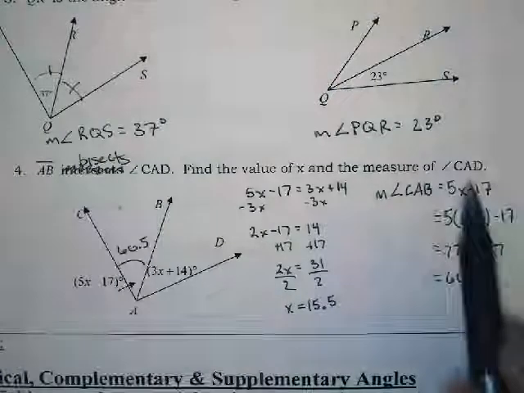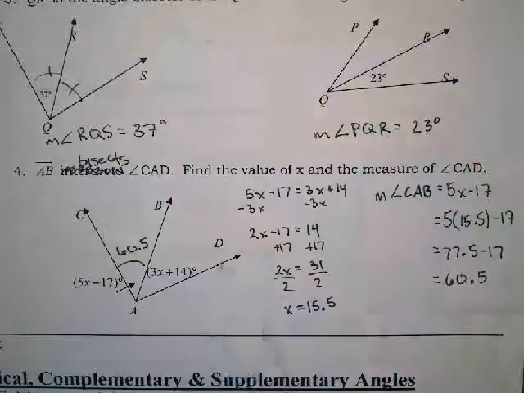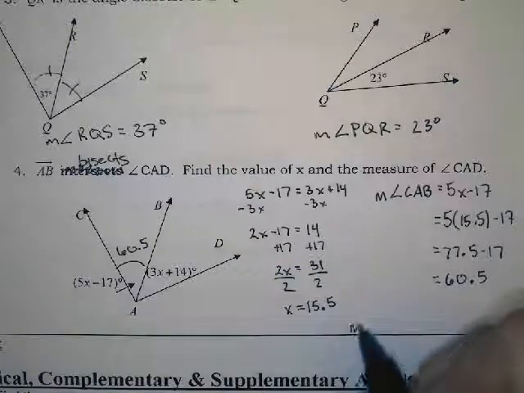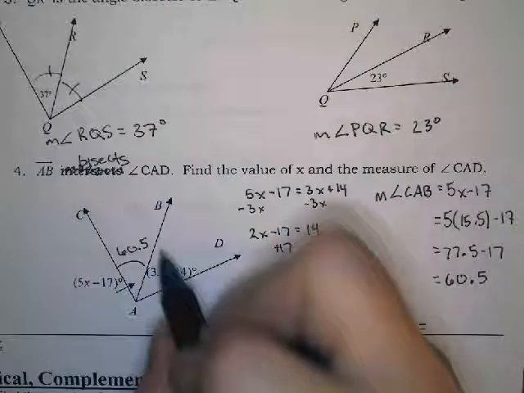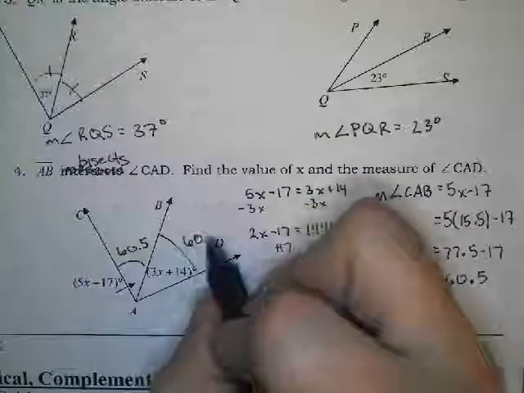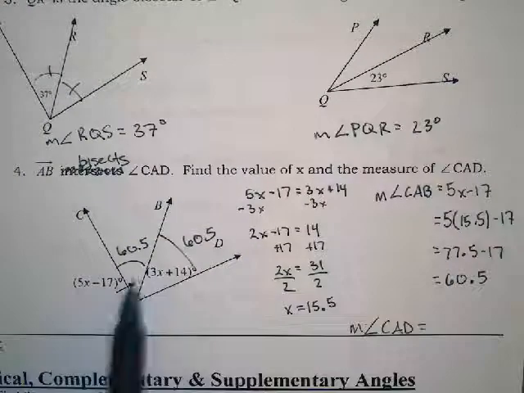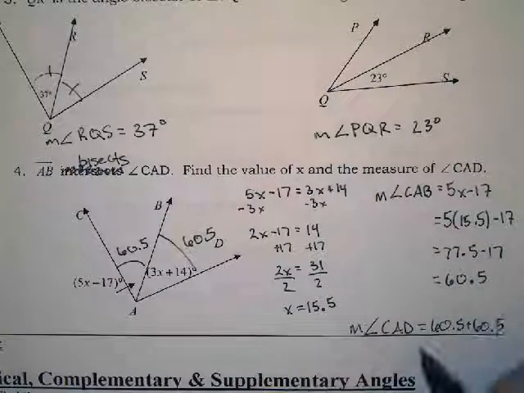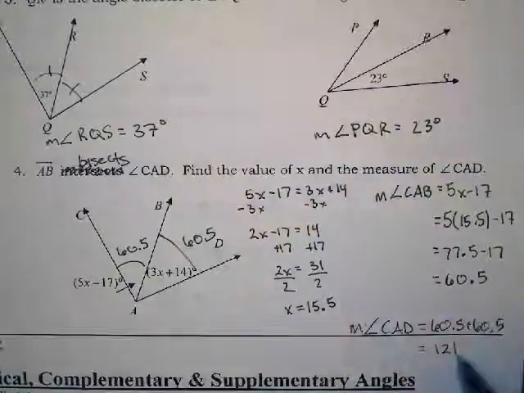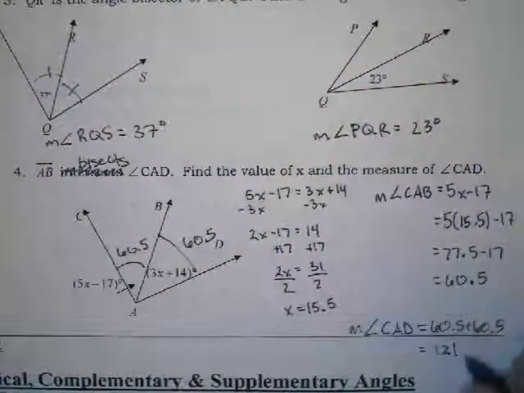But our question is asking about CAD. So I'm looking for the measure of angle CAD. Well, if this one's 60.5, that tells me that this is 60.5. So to find the two, I'll add those together. And that would equal 121 degrees.